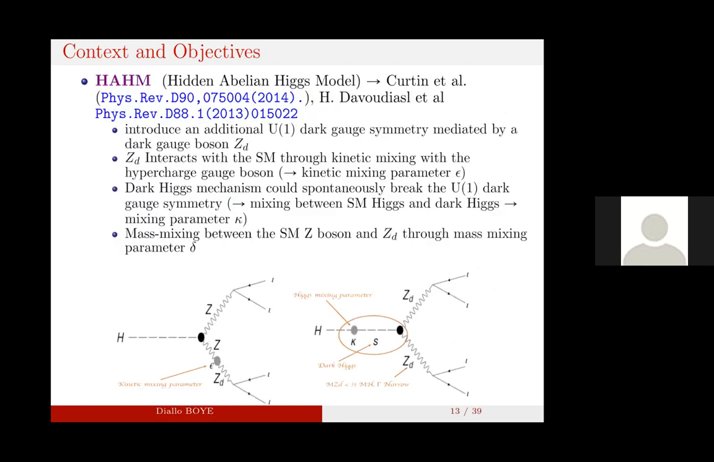The second benchmark model we are using is the hidden abelian Higgs model, which is still from Curtin and also Hohmann. Hohmann is also our colleague from Brookhaven National Lab. These models introduce an additional U(1) dark gauge symmetry mediated by a dark gauge boson Z dark, where Z dark can interact with the standard model through the kinetic mixing parameter epsilon. The dark Higgs mechanism could spontaneously break the U(1) dark gauge symmetry and introduce a mixing parameter. The Feynman diagrams are as follows. The left one is the case where the Higgs is decaying to a Z and a Z dark, which decay to four leptons. And the right-hand side is the one where the Higgs is decaying to two Z dark to four leptons.